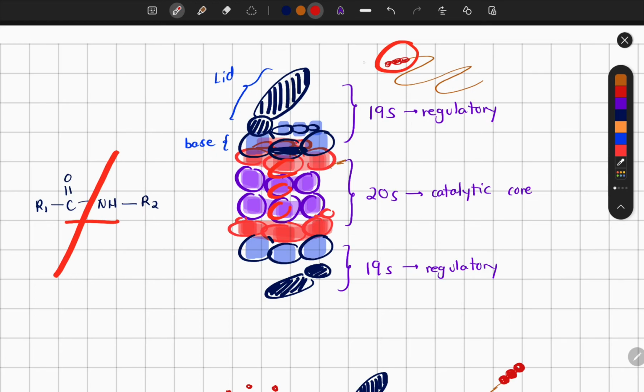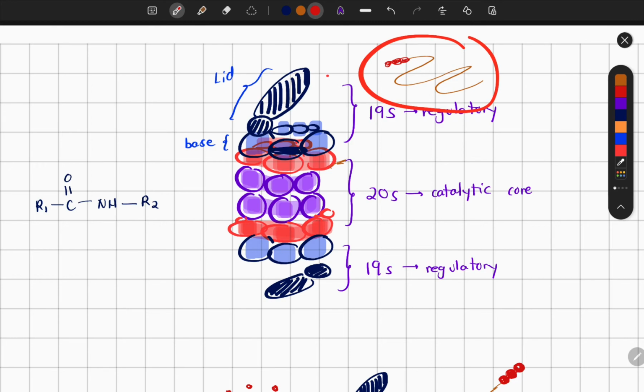So this molecule right here would enter, and it would exit out as small peptides that are about 7 to 9 amino acids in length. So the ubiquitin molecules are also released.